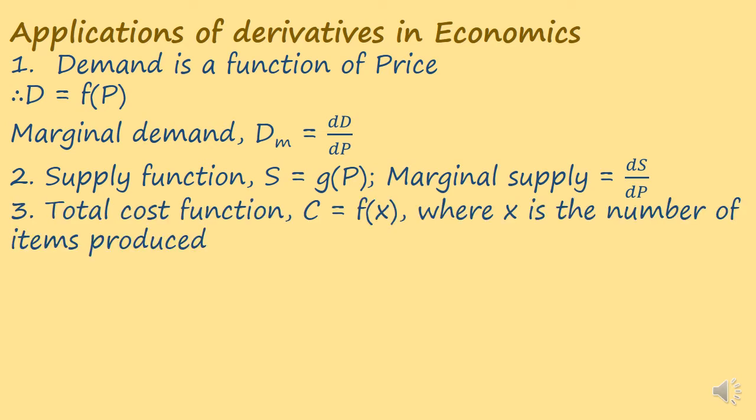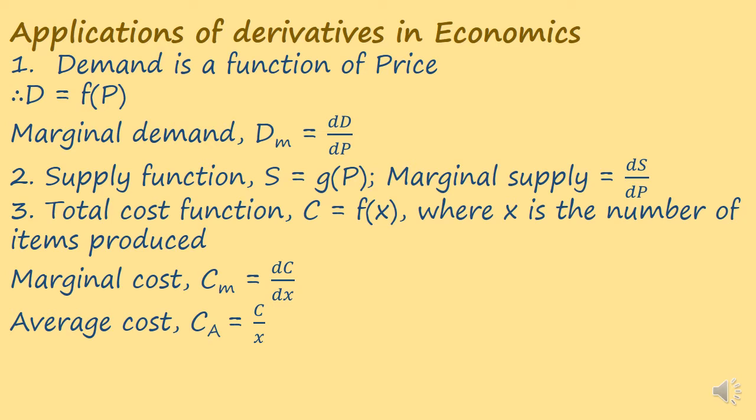The total cost function is given as C = f(x), where x is the number of items produced. Now marginal cost, that is Cm, is equal to the derivative of cost with respect to x, that is dC/dx. And average cost Ca is C upon x, that is by dividing the total cost function with the number of items produced, we get the average cost.